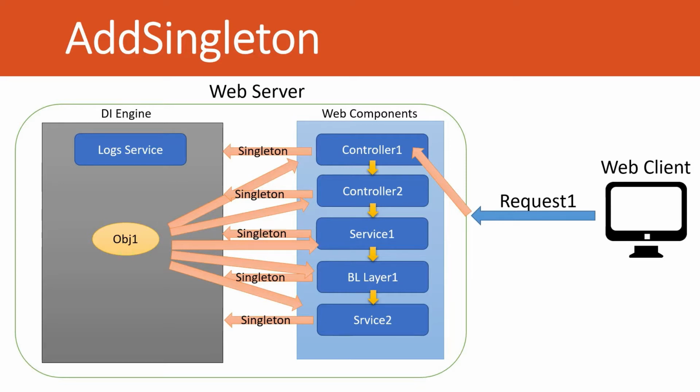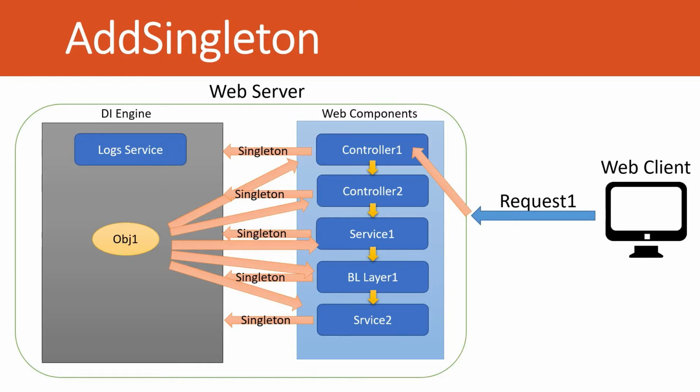In this one, we can see that if you use add singleton, the DI engine will create one object. It will use that one object across the application. So this is for one request we have seen.